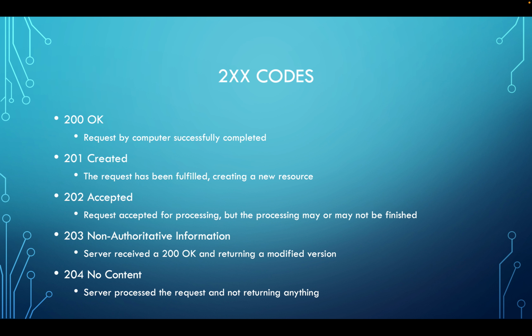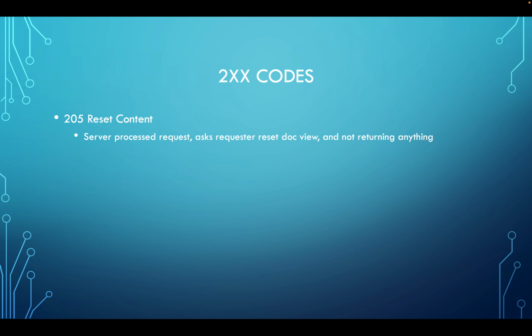203 is Non-Authoritative Information, which means the server has received the 200 OK from before and is returning a modified version of what it was sent. Then 204 is No Content, which means the server has processed the request and isn't returning anything. 205 is Reset Content, which means the server has processed the request and has asked whoever requested to reset the document view and isn't returning anything. Basically, the content of what is sent has been reset.